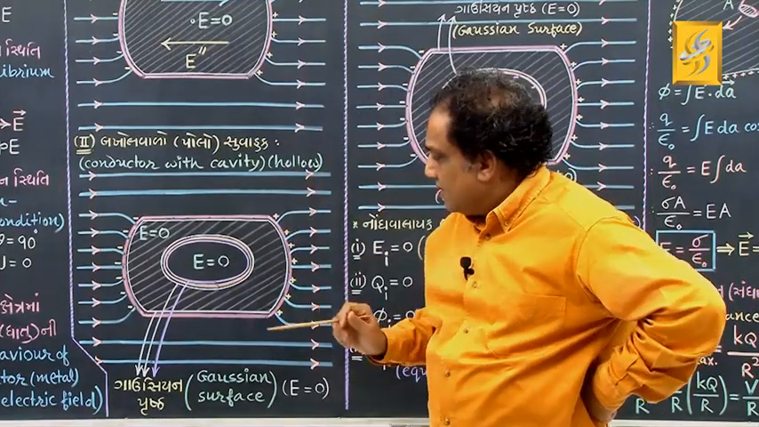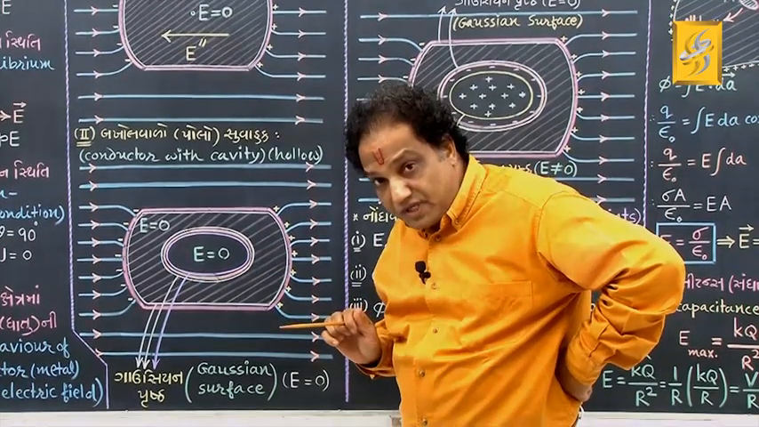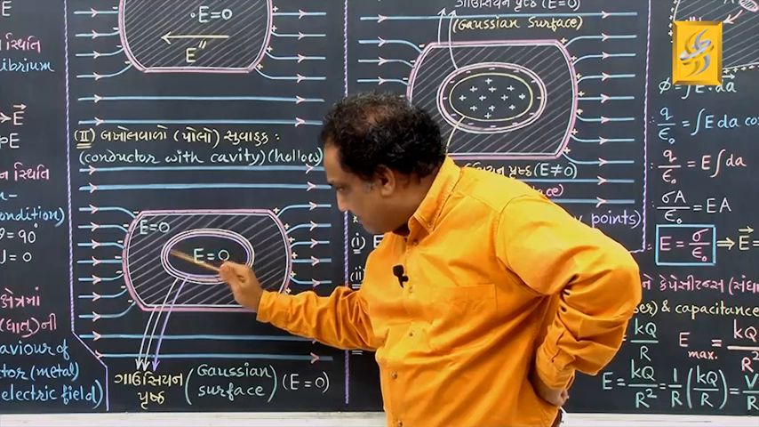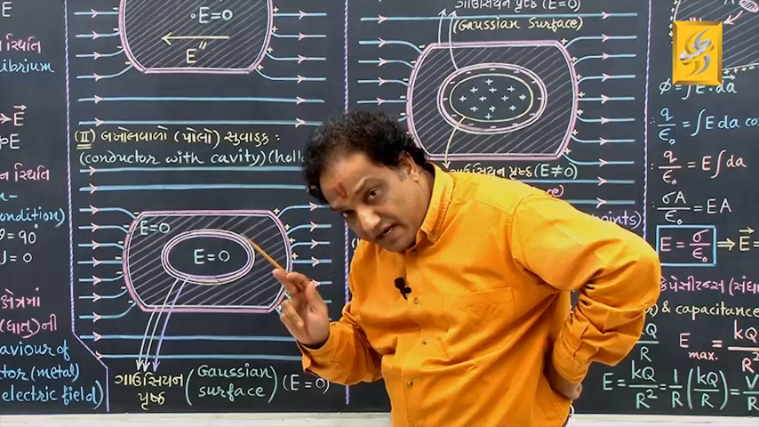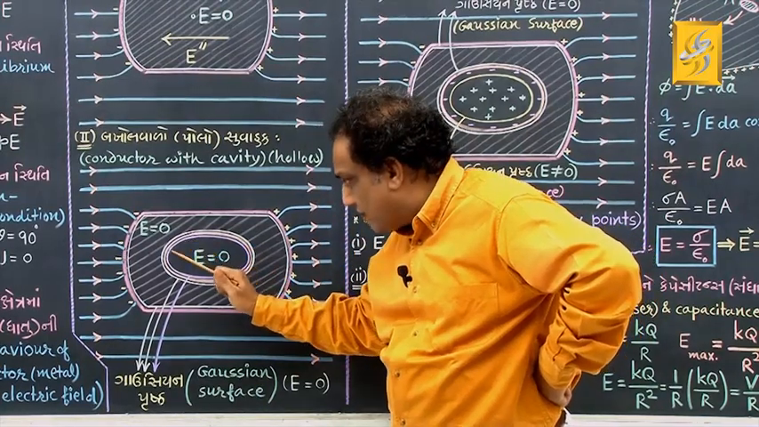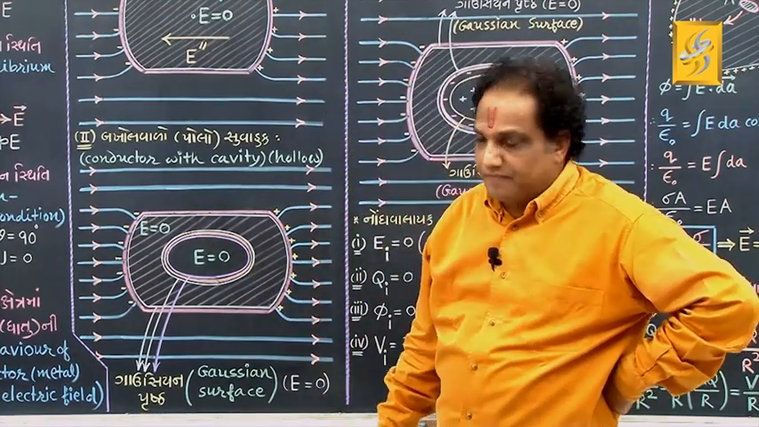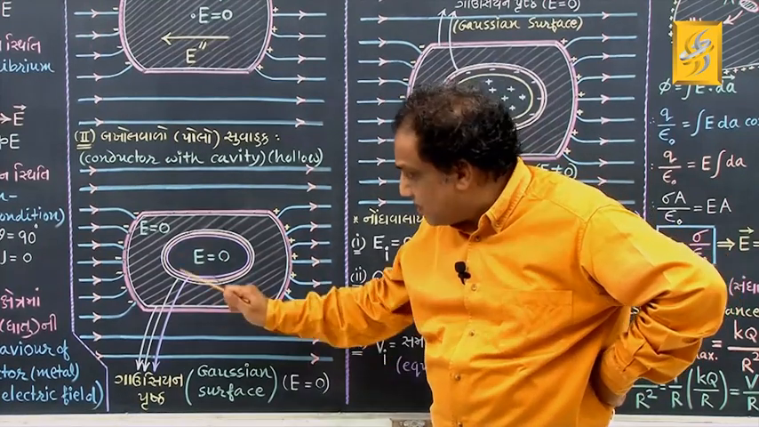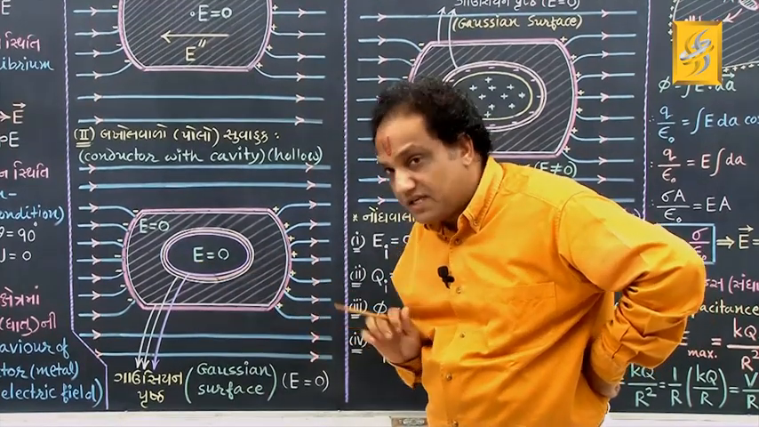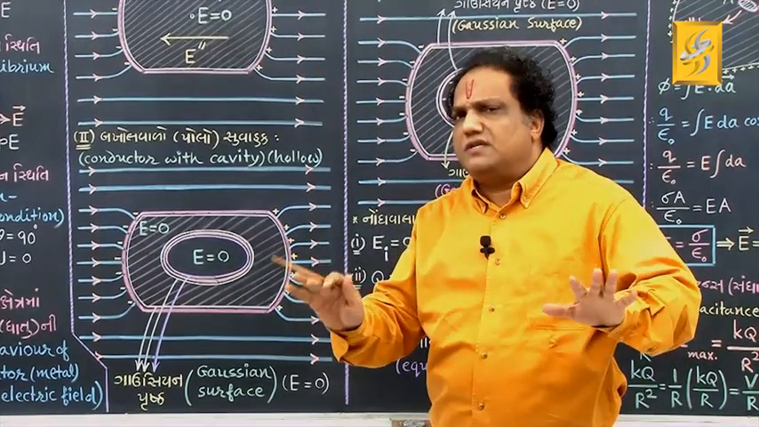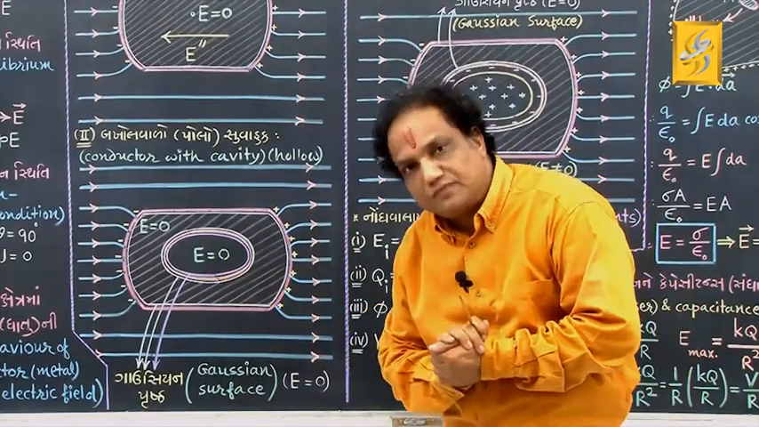I am showing you. Look, for this cavity you can just select one Gaussian surface inside the cavity, very close to the surface of the cavity, but inside the cavity, not in the metallic conductor, which is shown here in purple color. Tell me, is there any charge enclosed by this purple colored Gaussian surface? No, there is no charge inside the cavity. No charge, then naturally no electric field. That's why I am writing E equal to 0. Correct?